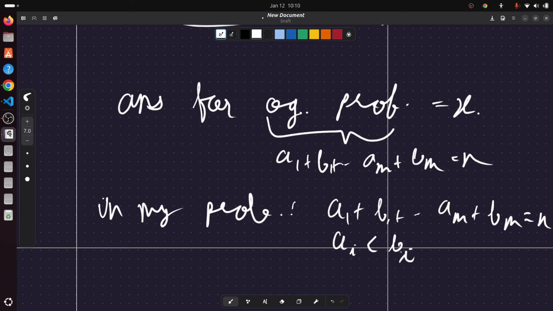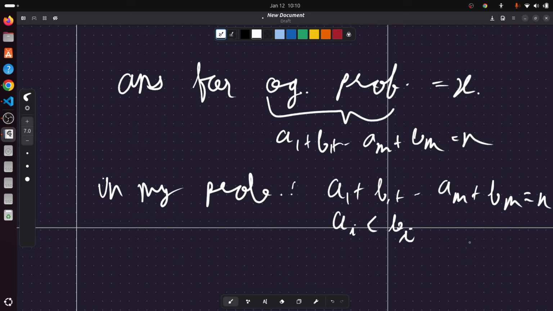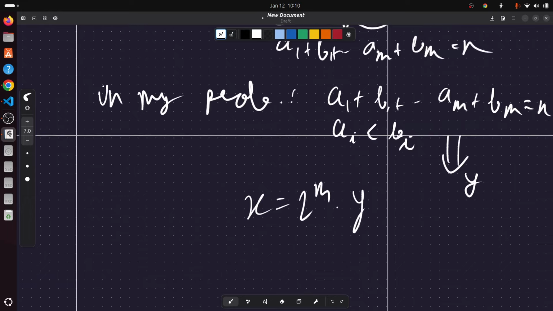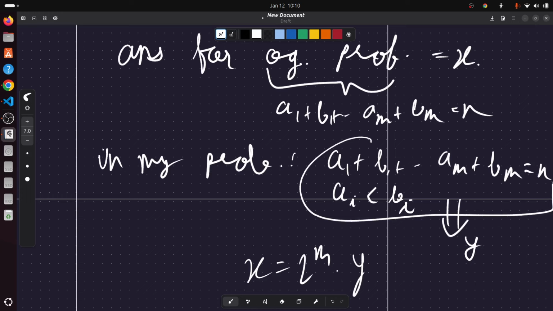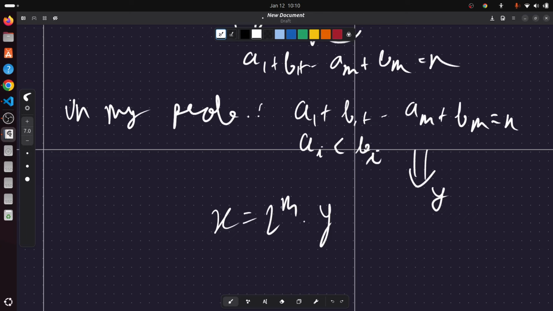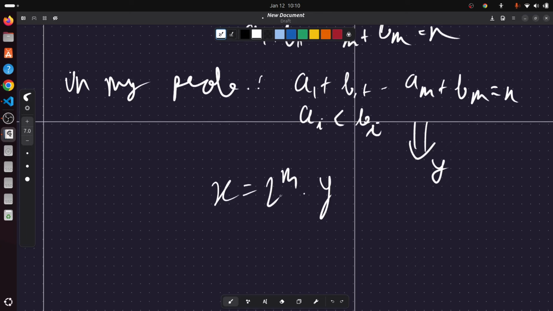So I have to find the sum of product in this case. Let's say the answer for my problem is y. The answer for the actual problem is x and for my problem is y. Then I am saying that x is equal to 2 to the power m into y, because for each pair in my problem, I'll have corresponding 2 to the power m pairs for the original problem, and the value of them would be the same. So I can multiply the sum by 2 to the power m. Okay, so this is fine.